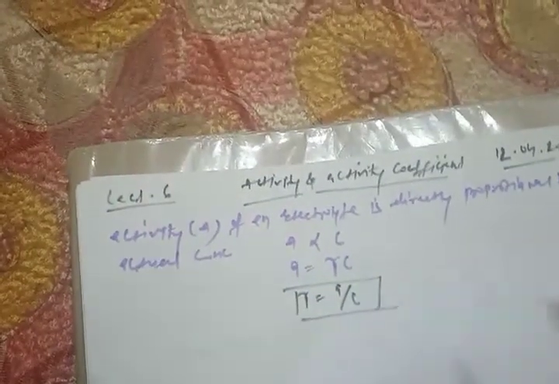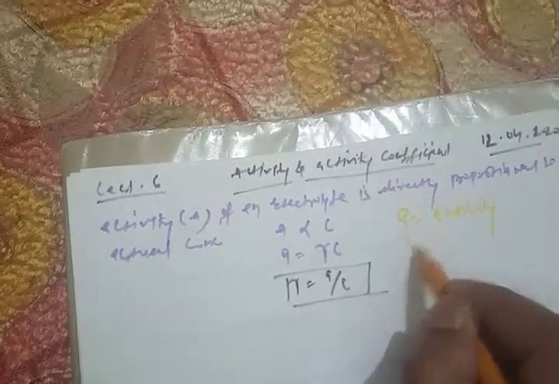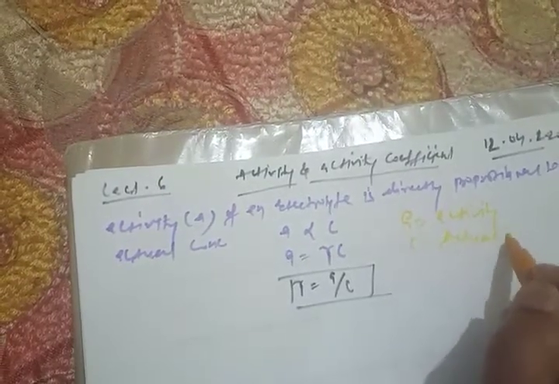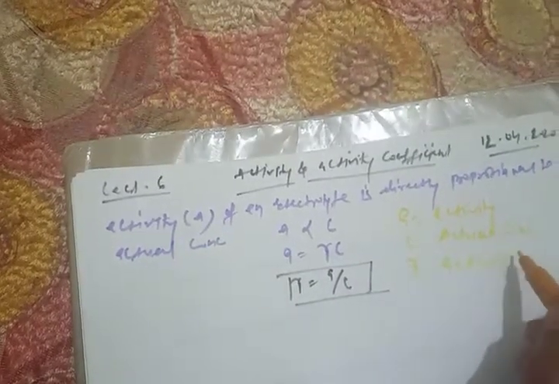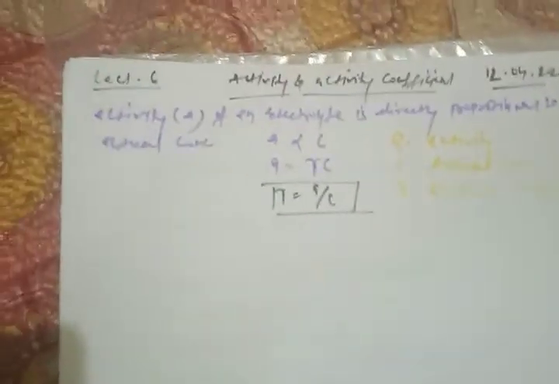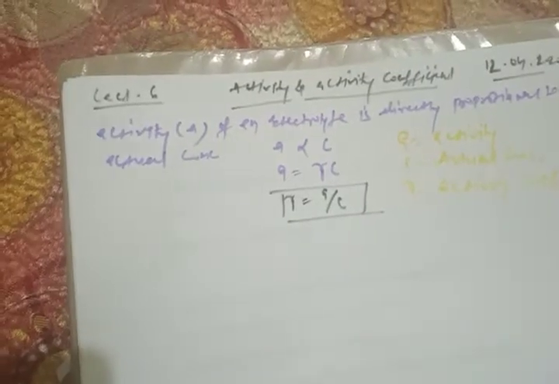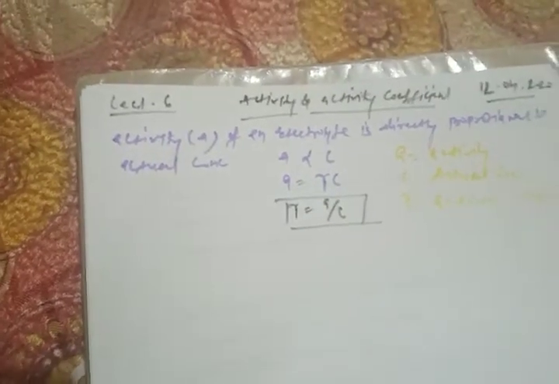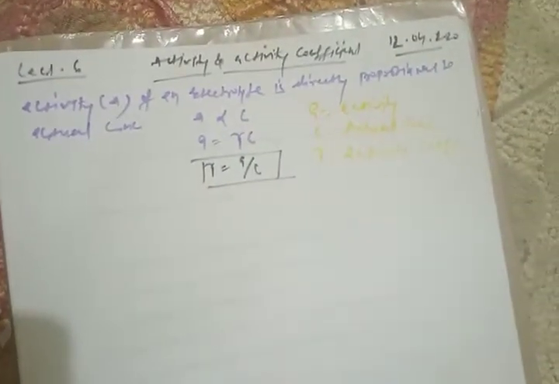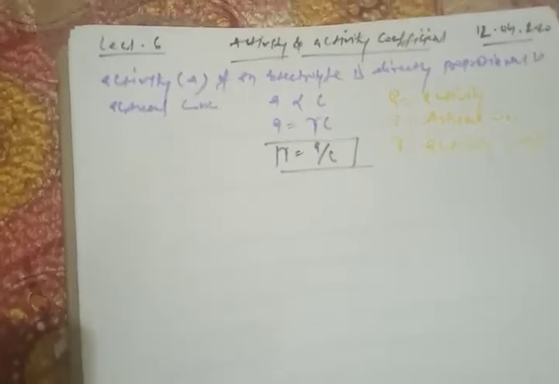So here A is the activity, C is the actual concentration, and gamma is the activity coefficient. Okay, but this is actually derived, this comes after several discussions, so we will discuss how this concept came about, because before that we used to take concentration, normality, molarity, formality and all. What is the activity now?